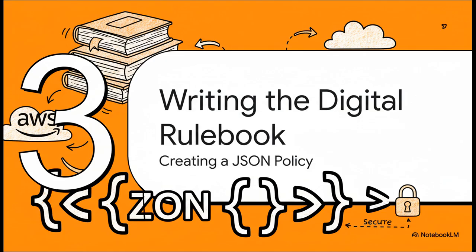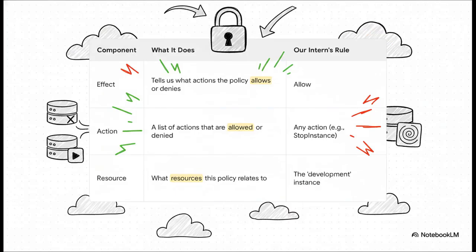All right, time to roll up our sleeves and write that rulebook. We're going to create our policy using a format called JSON. Now, I know it might look a little technical at first glance, but I promise, the logic behind it is actually really straightforward. This breaks it down perfectly. Any rule really has three key parts. First, the effect. Basically, is this rule saying yes, you can, or no, you can't?